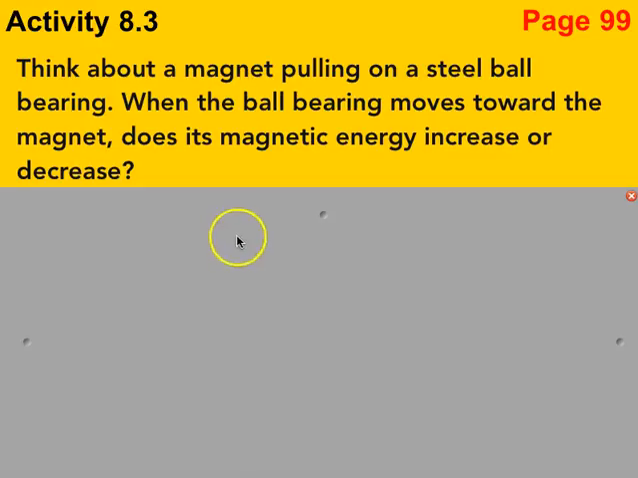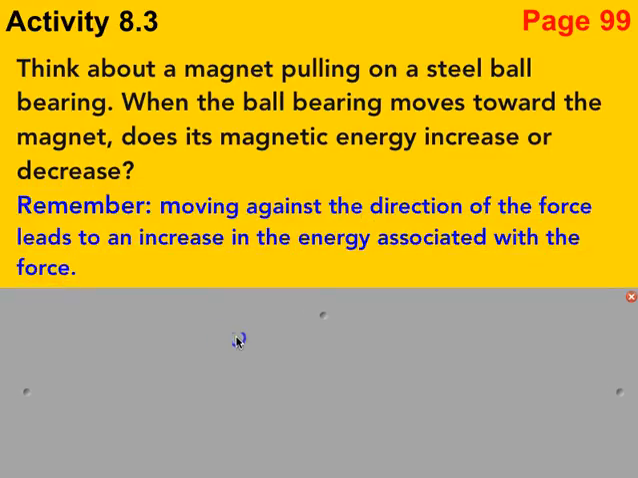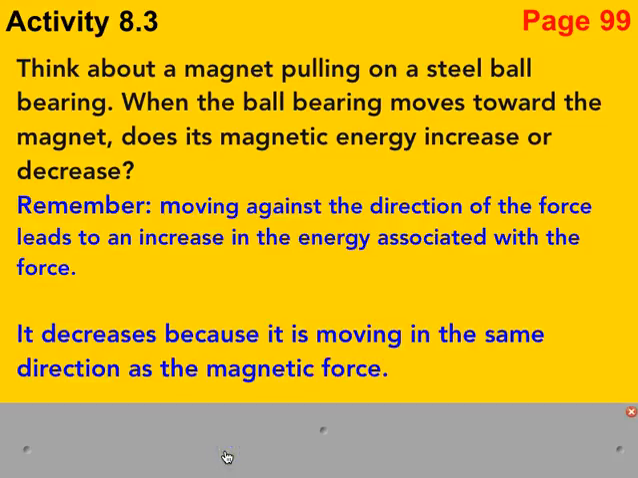So what did you come up with? Well, remember, moving against the direction of the force leads to an increase in the energy associated with the force. So it decreases, because it's moving in the same direction as the magnetic force. When the ball bearing moves towards the magnet, its magnetic energy actually decreases. And this is hard for some people to understand, because you think, okay, if the ball's touching the magnet, it's hard to pull the ball off. But you're telling me that ball E, which is further away from the magnet, has more magnetic energy?